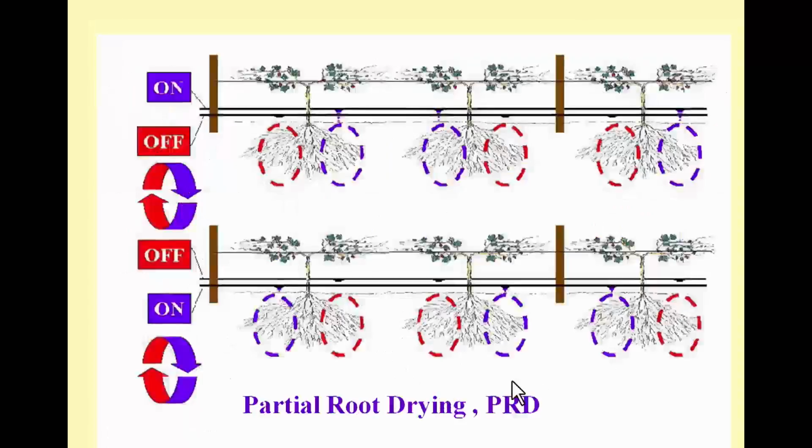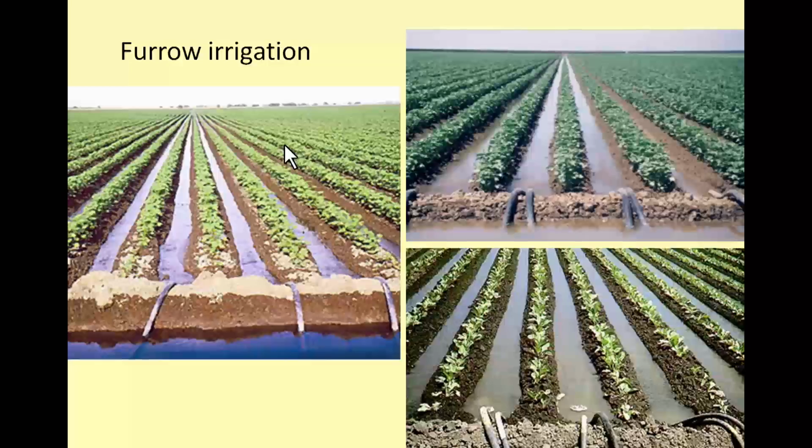And this is really how we do it in the field. So you have on and off, you have two lines here, and we switch. So each half of the root zone will get irrigated once. And in the field, you can also do PRD with drip with furrow irrigation.